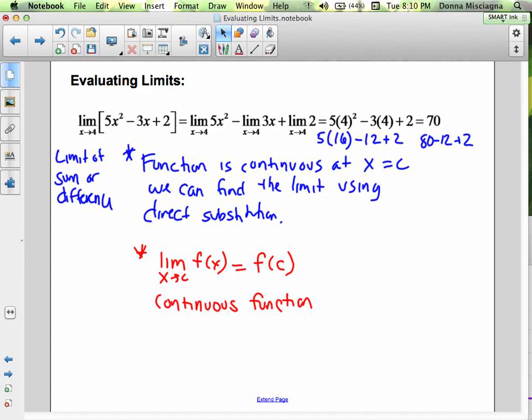So that's equal to 5 times 4 squared minus 3 times 4 plus 2. And so if we're simplifying it out so you can see where 70 came from, 5 times 16 minus 12 plus 2, so that's 80 minus 12 plus 2, or 70. So when your function's continuous at some value, you can use direct substitution, which makes it nice and easy.